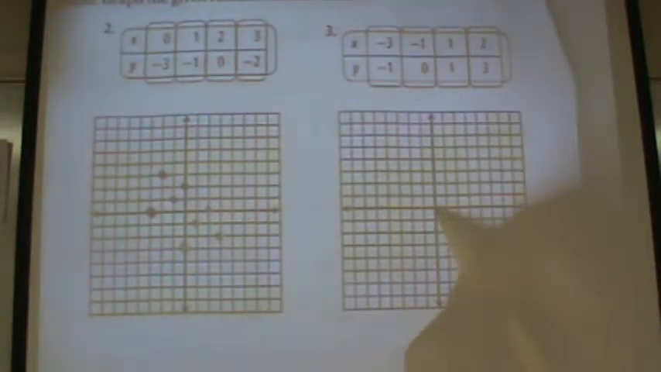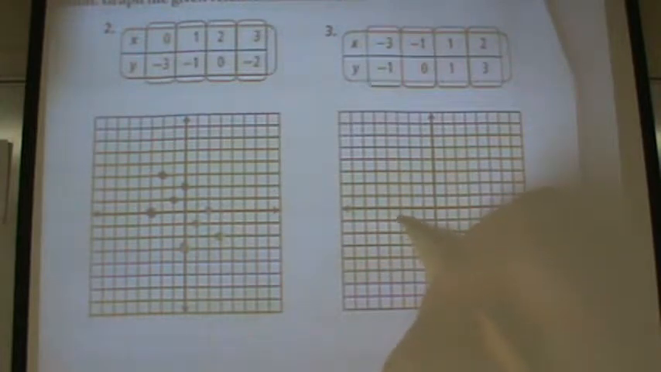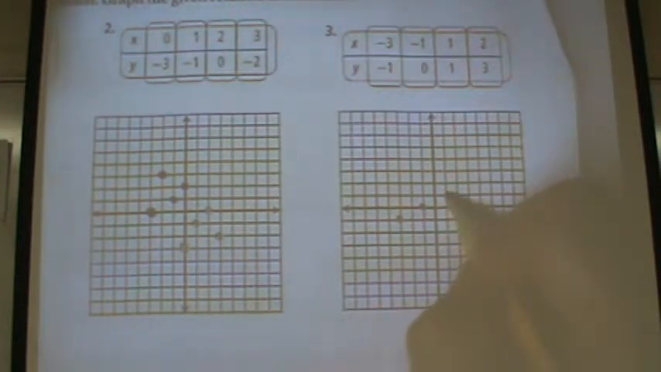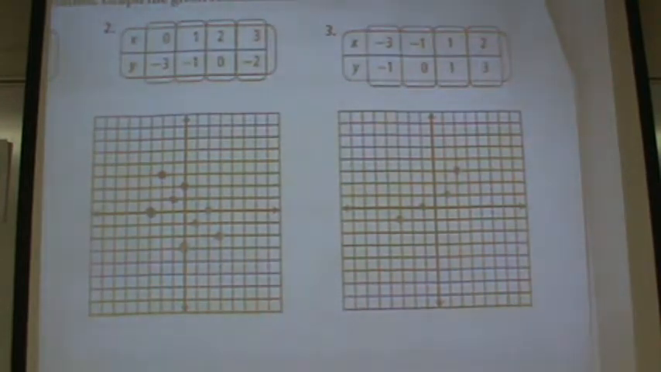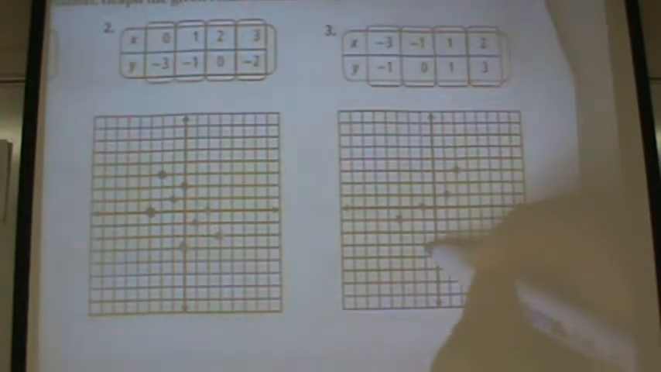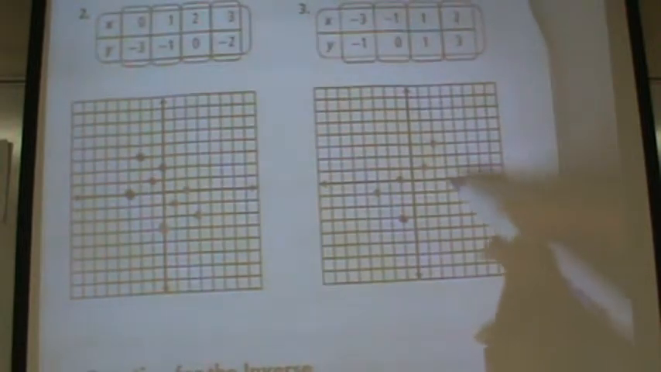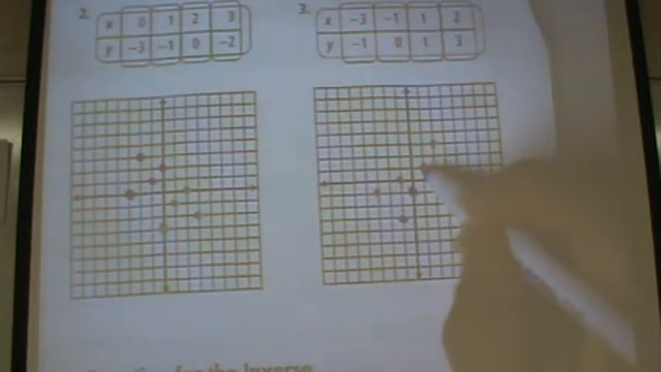And number 3. (-3, -1), (-1, 0), (1, 1), and (2, 3). Do not connect these dots. The inverse would be (-1, -3), (0, -1), (1, 1), (3, 2).